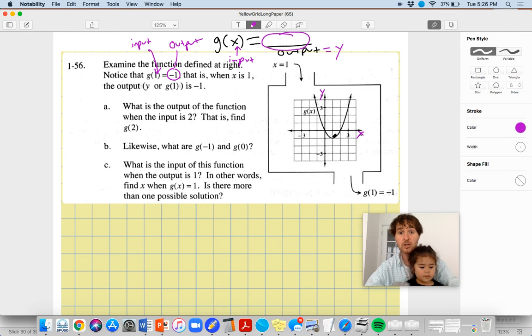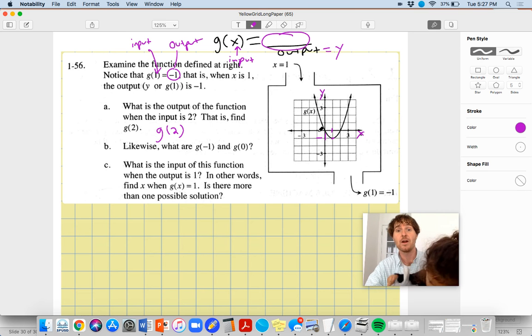If our input here is 1, that means x is 1 right here. What's our y value? Our y value on this parabola right here is negative 1. So basically what these problems are doing is using this new notation to find the points. Okay, this one right here, g of 2. Making math even harder than it already is.